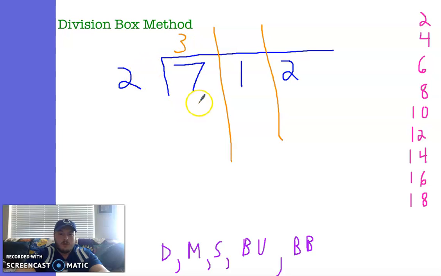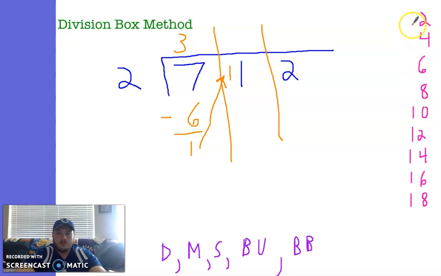Now I multiply. 3 times 2, which gives me 6. Subtract gives me a 1. I can now bring this 1 up over here. So I have 11. And now I bring it back and start at the first step again, which is to divide. So 11 divided by 2.